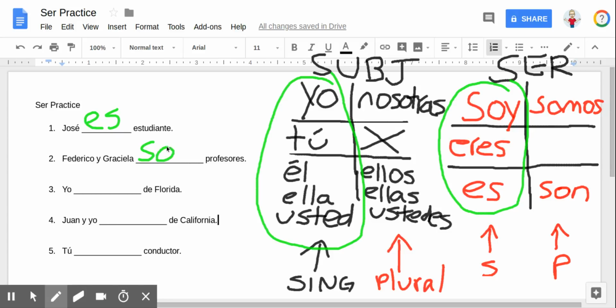Next one down is probably going to be one of the easiest ones because yo means I, ends up here in the top left. And you'll notice that soy is the only thing that can go with it. So yo and soy means I am.